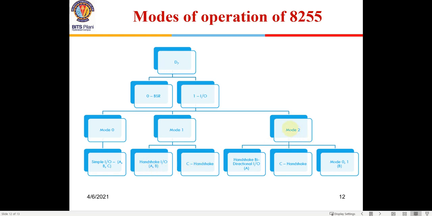And then you have a mode 2 operation. In mode 2 operation, it is known as bidirectional, and only port A can be configured in mode 2 operation. If A is configured as mode 2, in that case all the 8 lines of C will be combined with port A. So now port A will become a 16-bit port. 8 lines will be used for data transfer, and the rest of the 8 lines will be used for handshaking. Right, C becomes handshaking.